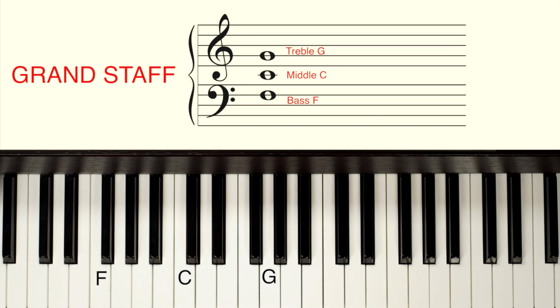Let's try another one. This one is just a step down from treble G. Now be careful because we're going down and we need to think backward on our musical alphabet. So down one note from treble G would be this F on the keyboard.